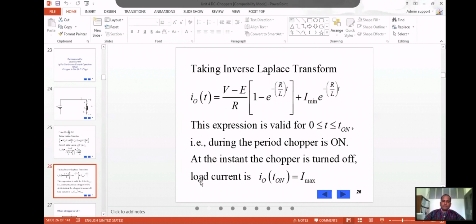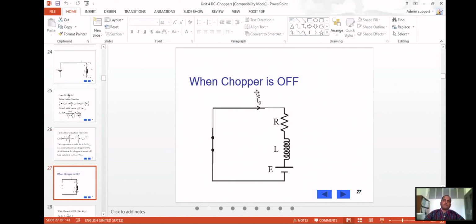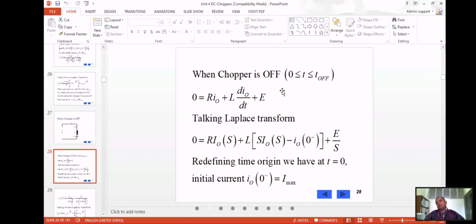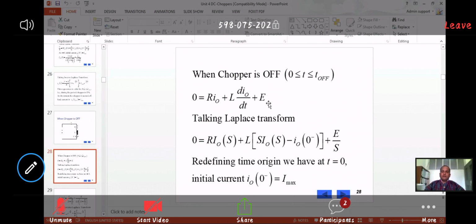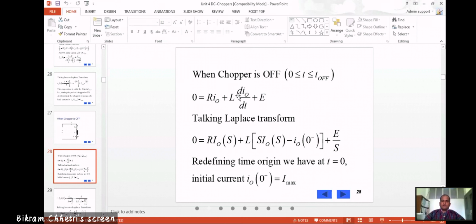So at the instant when the chopper is turned off, the load current I naught will be I max. When the chopper is off, for 0 less than or equal to t less than or equal to t off, your source V will be equal to 0, which is equal to R I naught plus L d I naught by dt plus E. If you solve this by taking the Laplace transformation of these equations, then you will get this.